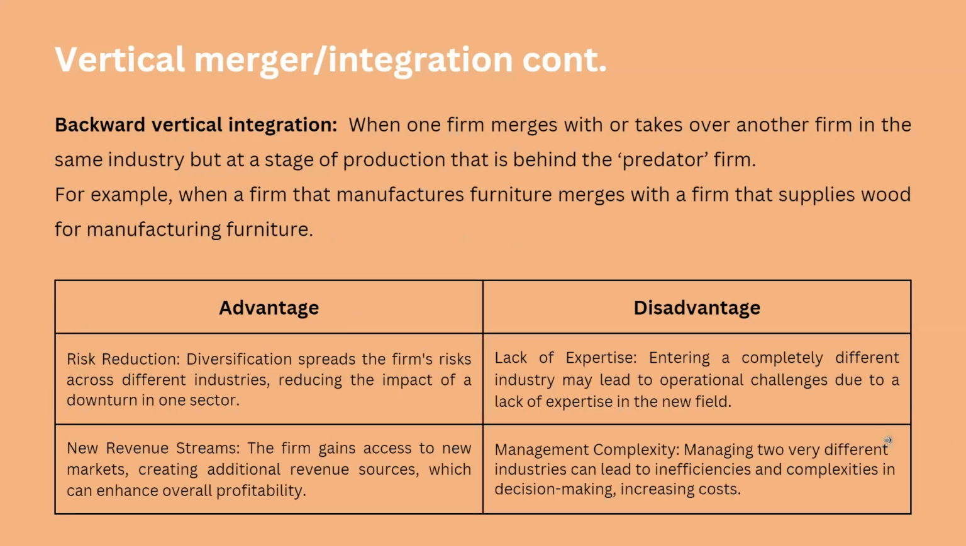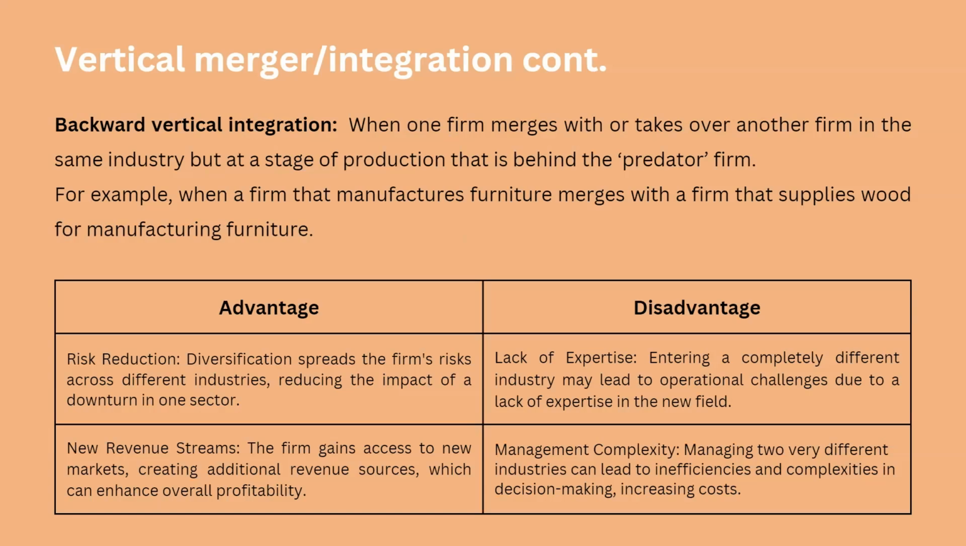So let's discuss what a backward vertical is. When one firm merges with or takes over another firm in the same industry, but at a stage of production that is behind the predator firm. So, for example, when the firm that manufactures furniture merges with the firm that supplies wood for manufacturing furniture. So we know we need wood to manufacture furniture.